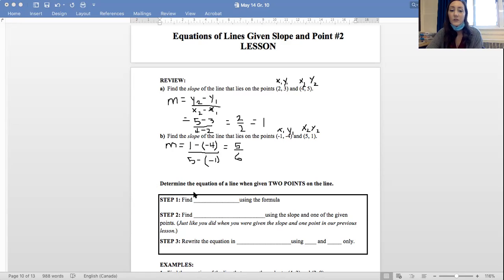Now we're looking at how to determine the equation of a line when we're given two points on a line. First you have to find the slope. We're just going to call it m, the slope, using the formula. Again, the formula is m is equal to y2 minus y1 over x2 minus x1. Oh, goodness. It's always that second x. There you go.